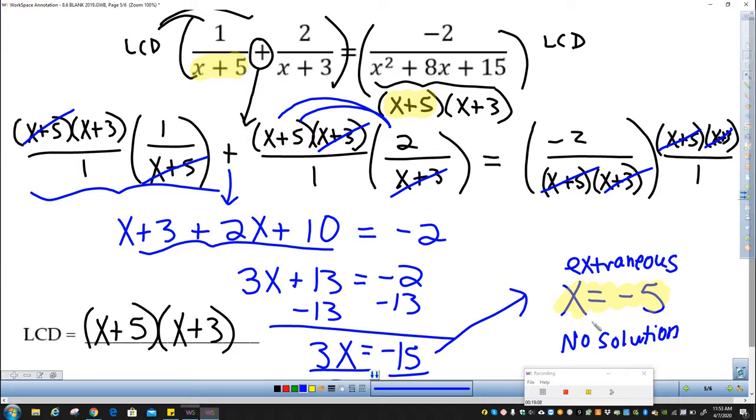So instead, we're going to cross it out, and we're simply going to state no solution.